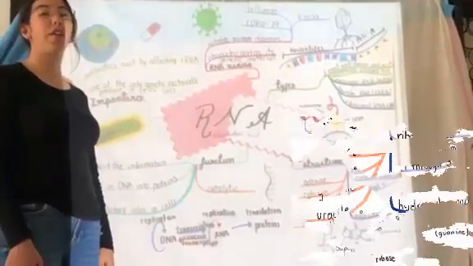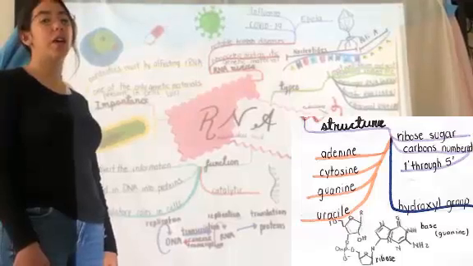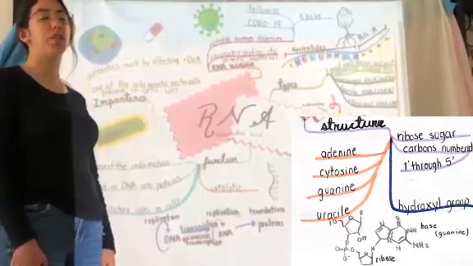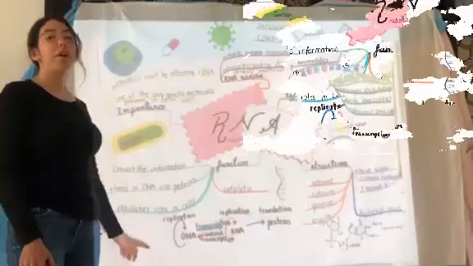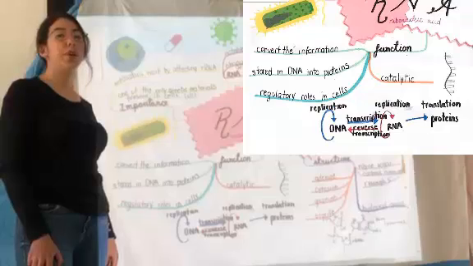A component of RNA that distinguishes it from DNA is the presence of a hydroxyl group at the second position of the ribose sugar. The primary role of RNA is to convert the information stored in DNA into proteins.